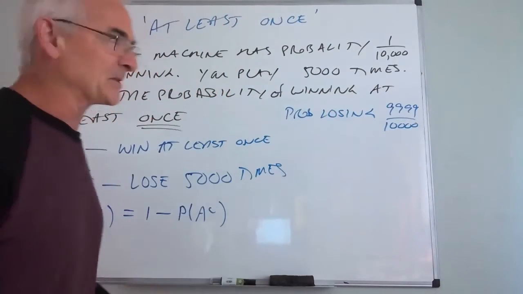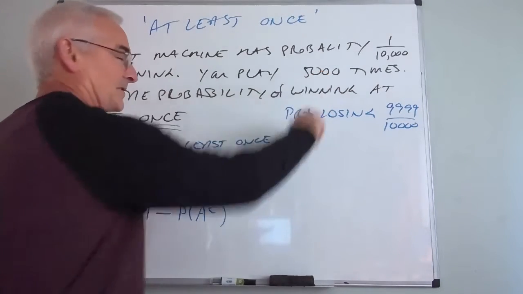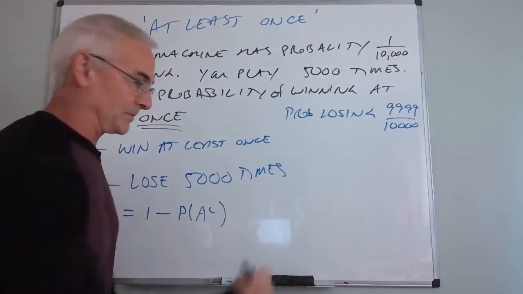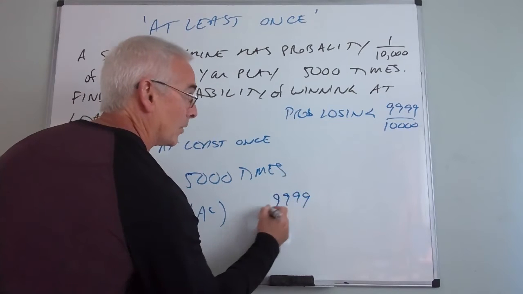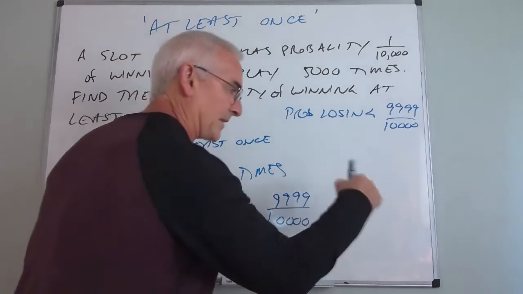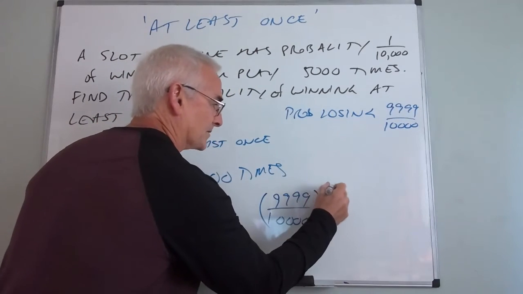By the way, how many times am I asking you to lose? 5,000 times. So what's the probability you lose 5,000 times? 9,999 over 10,000, 5,000 times, and I'm going to multiply that 5,000 times. So how about I just raise it to the 5,000th power?